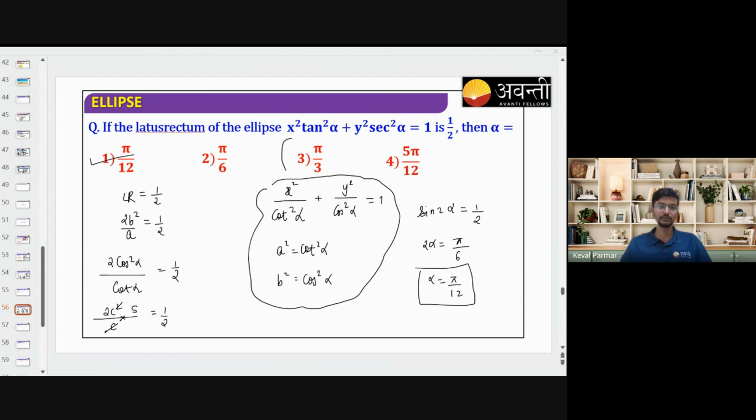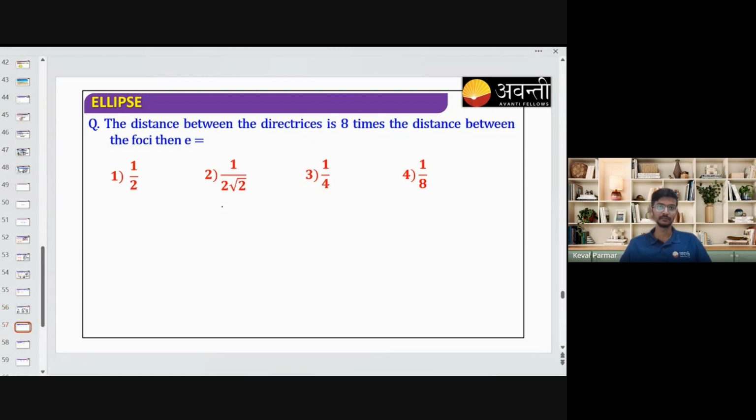Next, I also want you all to try. Next is again a very simple question, simpler than this one. Distance between directrix is 8 times distance between foci. What is the distance between directrix? This is a standard result. It is 2a by e. And what is the distance between foci? Distance between foci is 2a. You just substitute the values and get the value of e.